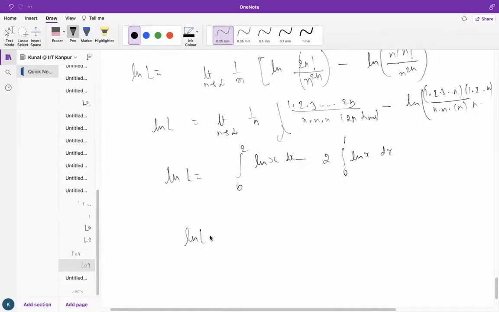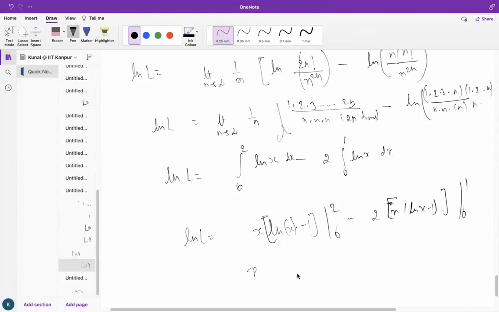So ln of L is equal to, when we integrate this, what do we get here? x of ln x, x of ln x minus 1. So try to substitute the limit here, 0 to 1 ln of x. Why are you doing the same thing 2 times? It will be like x ln x minus 1, and we are inserting the limit from 0 to 1.